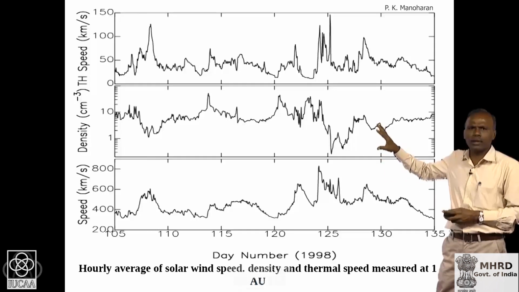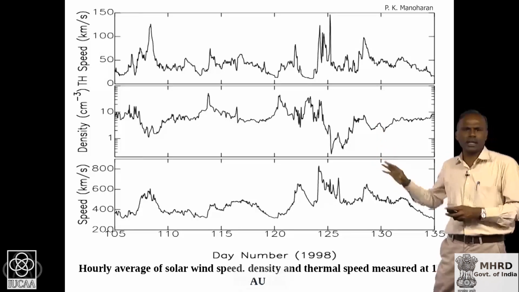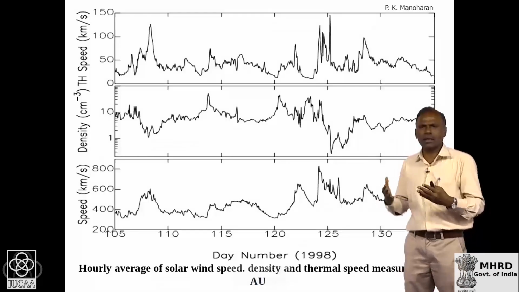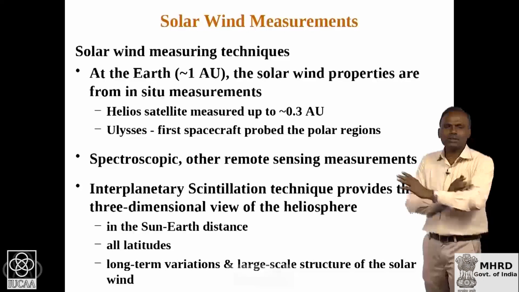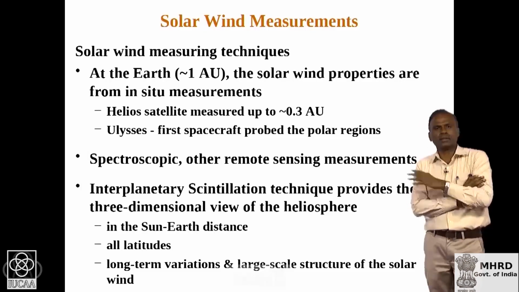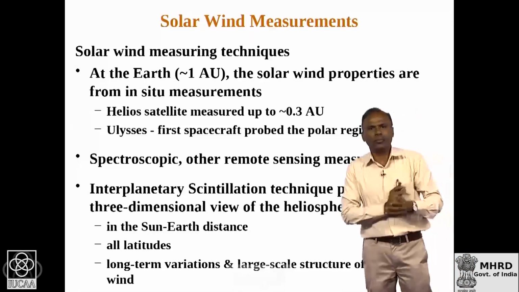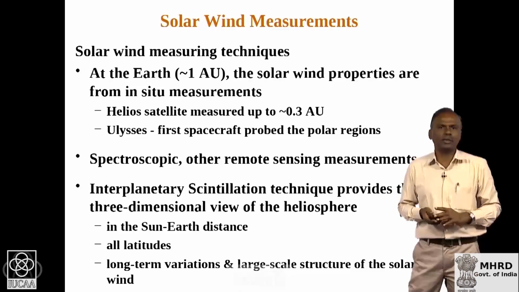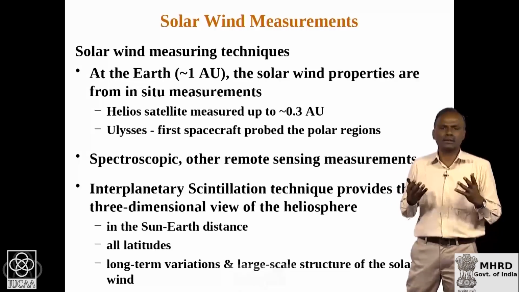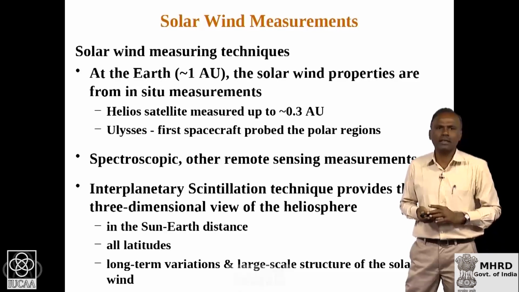If you compare the speed and density, you can see a decrease in density when the speed is high. That indicates the typical properties of the coronal hole. Okay, how can the solar wind be measured? At near Earth space, that is at about 1 AU, the solar wind properties come from in situ measurement, which uses spacecraft and satellites to measure solar wind speed.